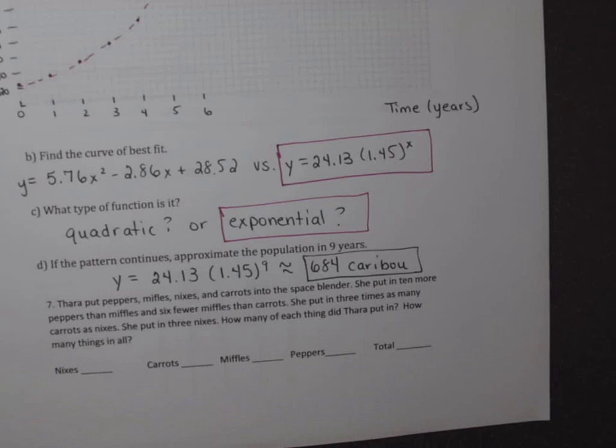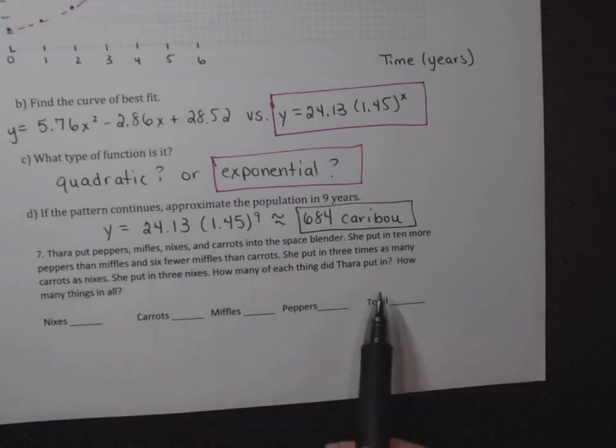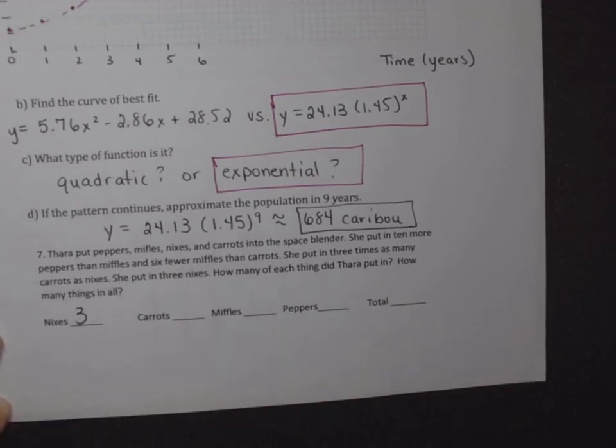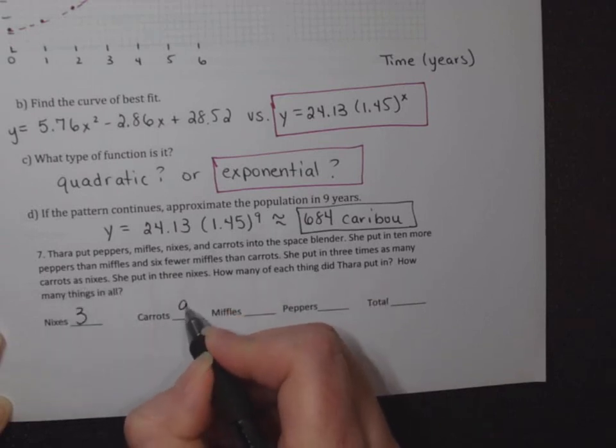All right, and then the rest of the review is all the more junior high or even elementary level problems. So I'm just going to run through these quickly. I think you remember these. Notice it says that she put in 3 of these, and we're just going to work backwards, right? So 3 nixes. She put in 3 times as many carrots as nixes, which means these are 9.